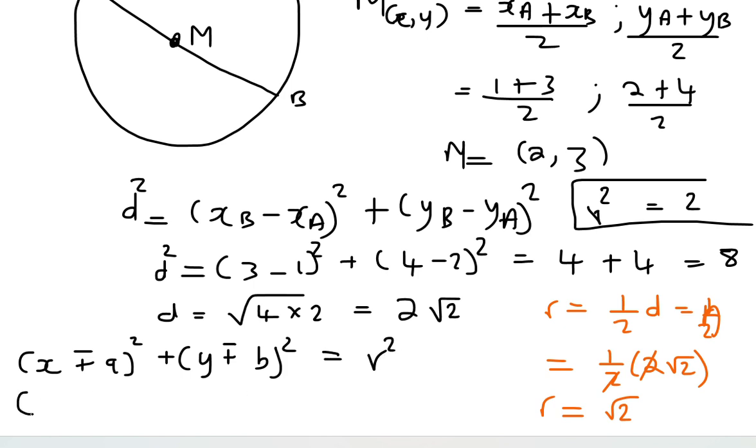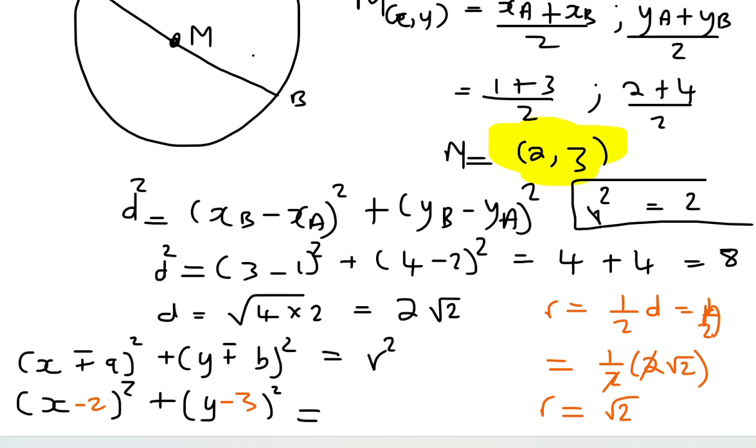So a is the x component of the center of the circle. We said the coordinates of the center were these ones. Now because x is positive 2, inside here I'm going to put negative 2. So it's going to be (x minus 2) squared plus y, and the value of y for the center of the circle is positive 3. So here I put negative 3, and then I square that, and then I equate that to r squared.